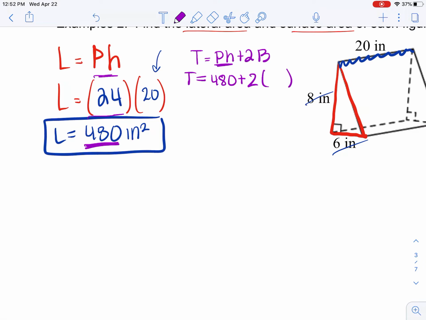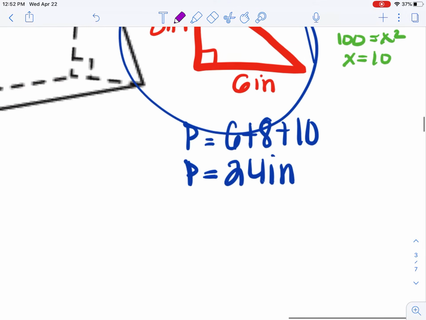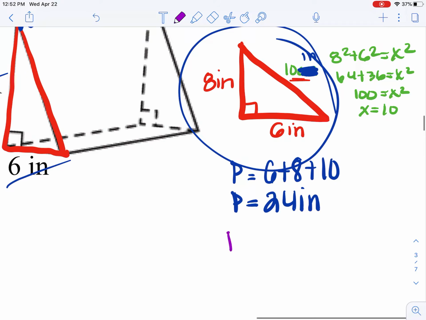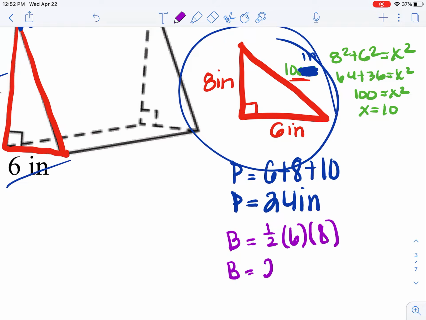Plus 2 times, and then I need the area of the base. So come back over to your base drawing. I didn't find the area yet. So first I have to identify what it is. It's a triangle. What's the formula for area of a triangle? 1/2 base, which is 6, times height, which is 8. So that is 24 inches squared. Coincidence that it's the same as the perimeter.